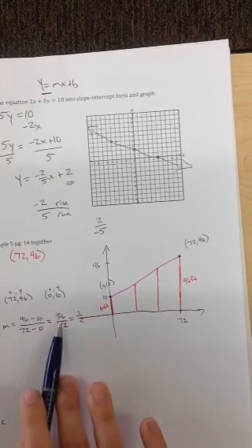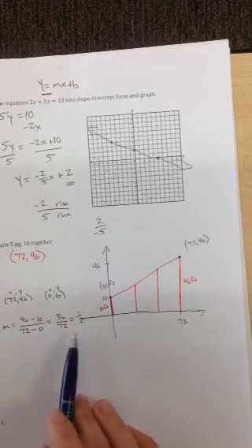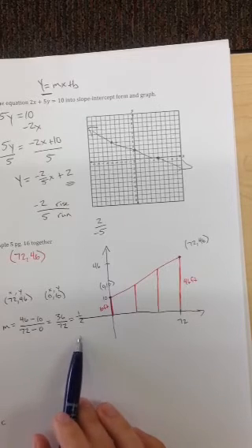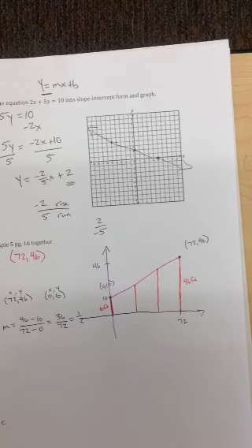If you take 36 divided by 36, you get 1. 72 divided by 36, you get 2. So our slope is going to reduce down to 1/2.